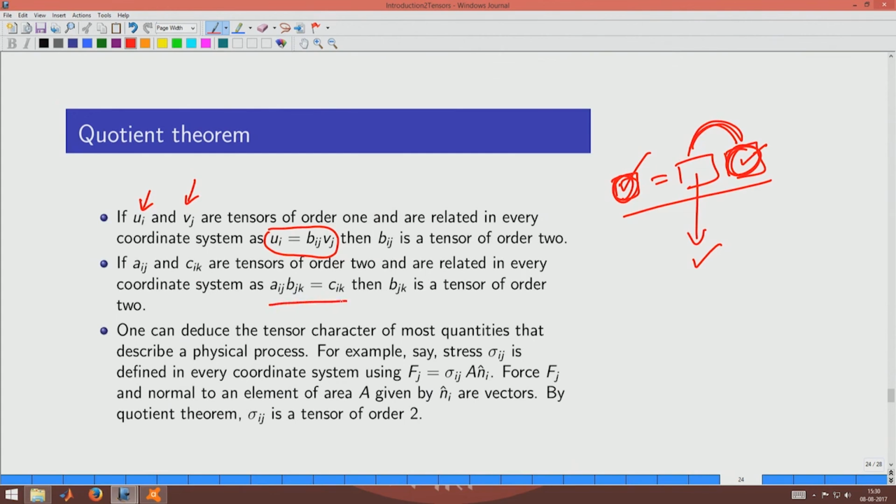Now, we can use the quotient theorem to deduce that stress must be a tensor of order 2, because in every coordinate system stress is defined in this manner, and we know that this is a tensor of order 1, a vector, and this is a tensor of order 1, a vector. So, here is 1 and here is 1. So, this must be a tensor of order 1 plus 1, a tensor of order 2. So, the stress being a tensor of order 2 is a result of the quotient theorem. That is enough for us to believe that stress is a tensor of order 2, and there is also the Cauchy theorem to prove the same thing.